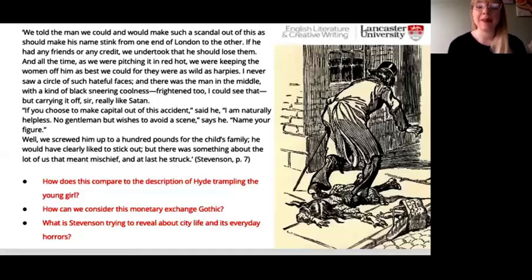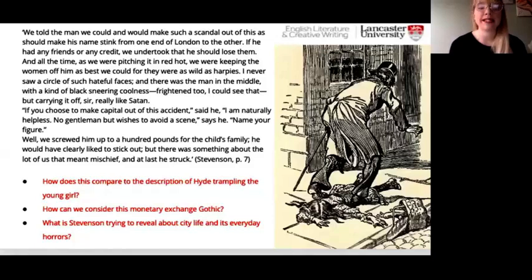If you choose to make capital out of this accident, said he, I am naturally helpless. No gentleman but wishes to avoid a scene, said he. Name your figure. Well, we screwed him up to £100 for the child's family. He clearly would have liked to stick out, but there was something about the lot of us that meant mischief, and at last he struck.